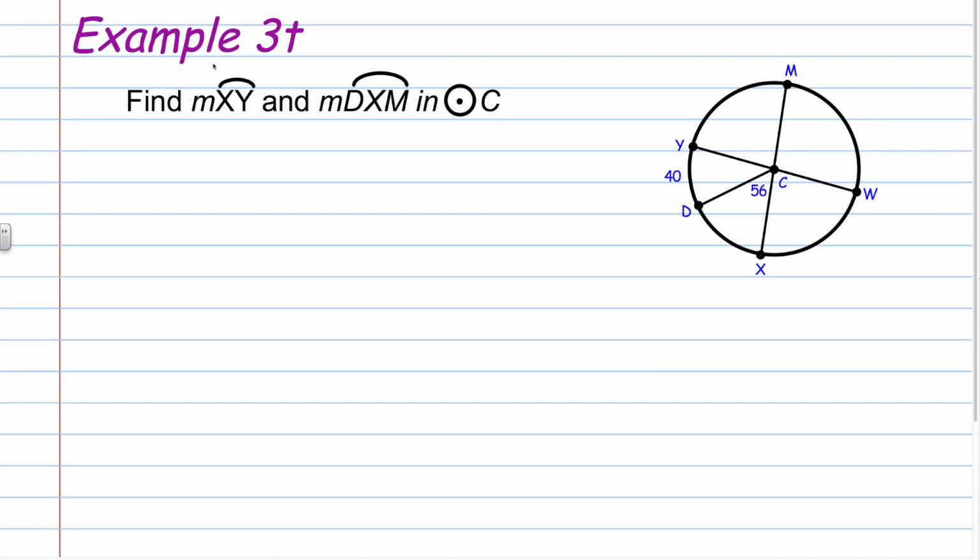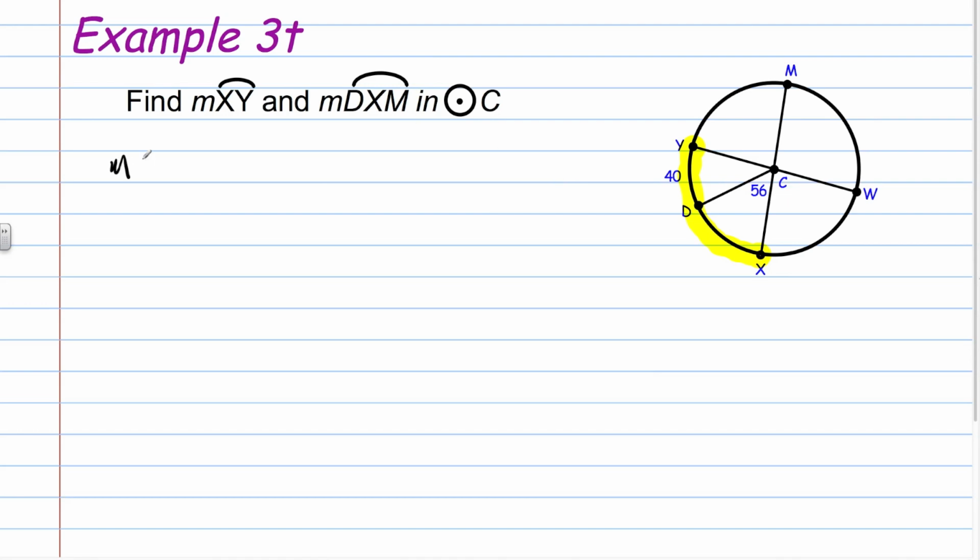In example 3t, we're asked to find the measure of arc XY and the measure of arc DXM in circle C. So let's highlight a little bit of what we have to actually find here. In this case, we need to find the measure of arc XY. That'd be the measure of this from X through D to Y. So we need to find that first. Let's go ahead and do that because we have enough information to do that.